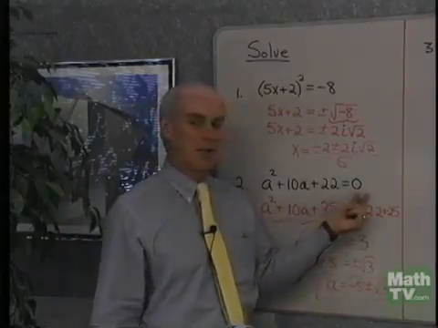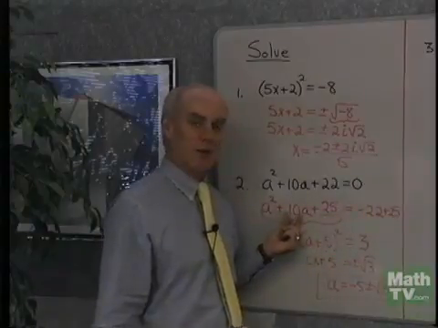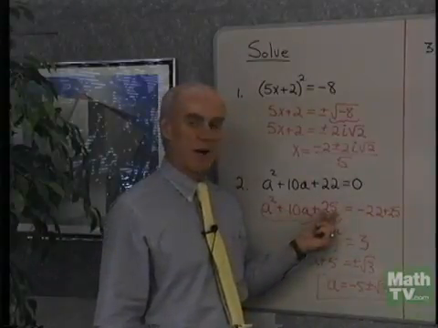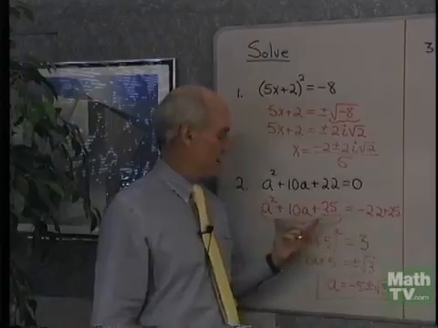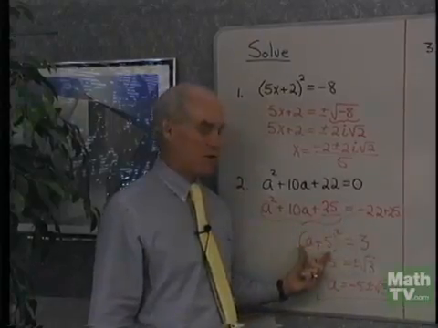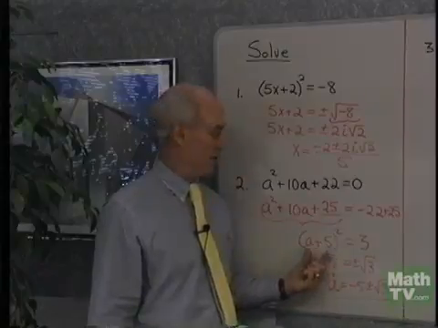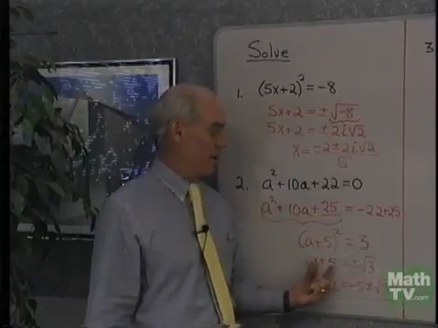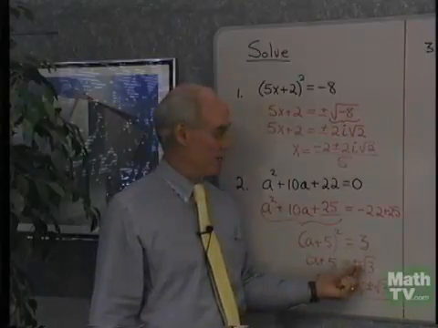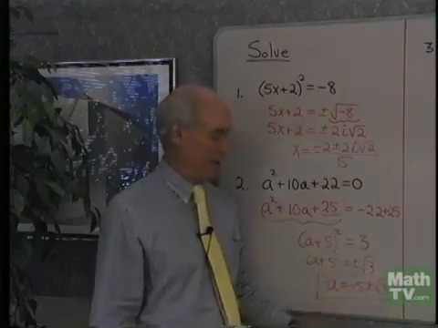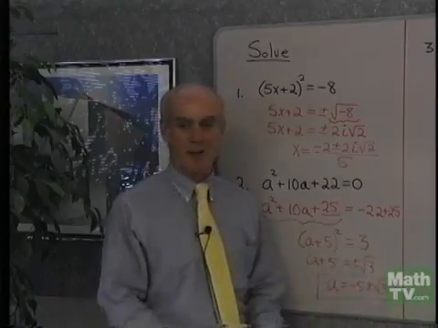Move the constant term to the other side, then I take half the coefficient of the linear term, square it, and add it to both sides. That guarantees that this side is a perfect square trinomial, and then I simply apply this theorem that says that if (a + 5) squared is 3, then a + 5 itself is either the positive or negative square root of 3. That allows me to solve the equation. Let's look at our next example.